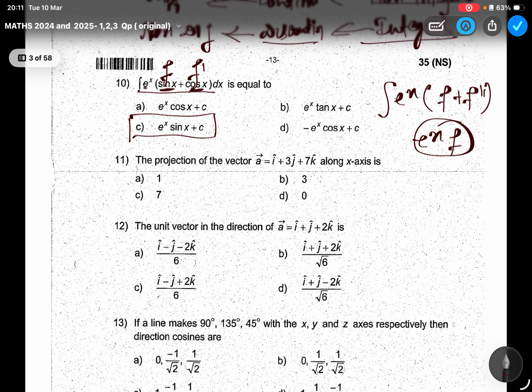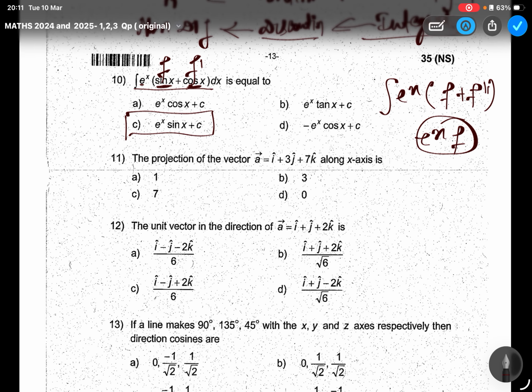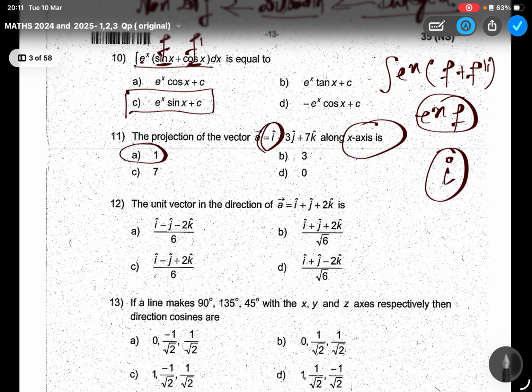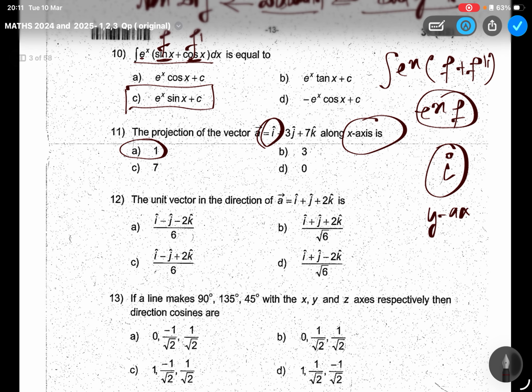So, the projection of the vector A equal to i plus 3j plus 7k along the x-axis. Along the x-axis means you need to take the i component. So what is the value beside i? It is 1. Then the answer is 1. If they are asking for the y-axis, then you have to take the component of j. If they are asking for the z-axis, then you have to take the k component, which will be 7. Here the answer is the number beside i, which is 1, the constant.